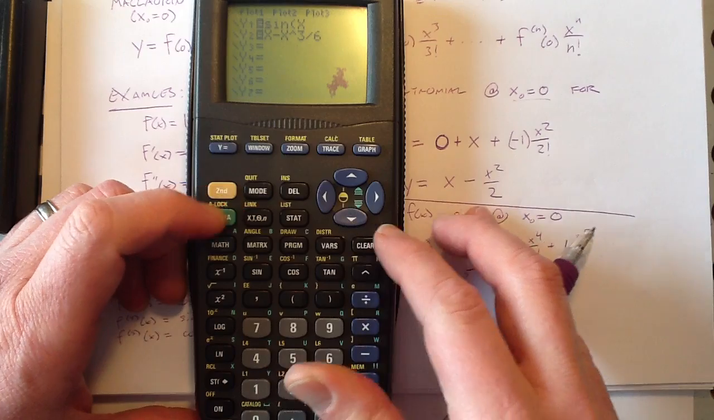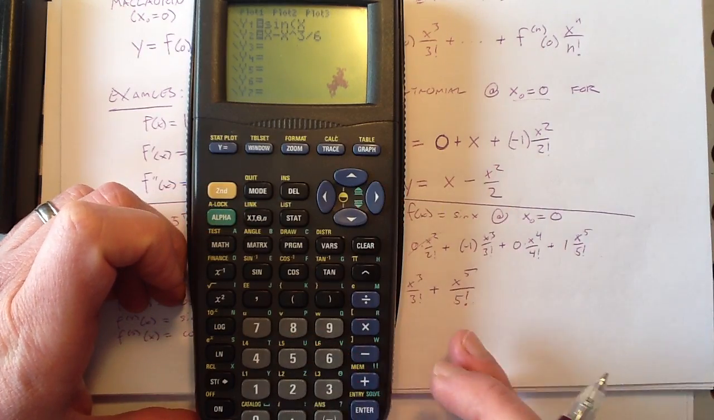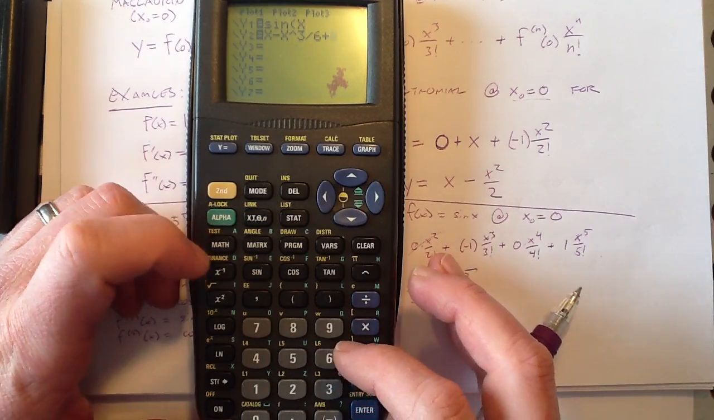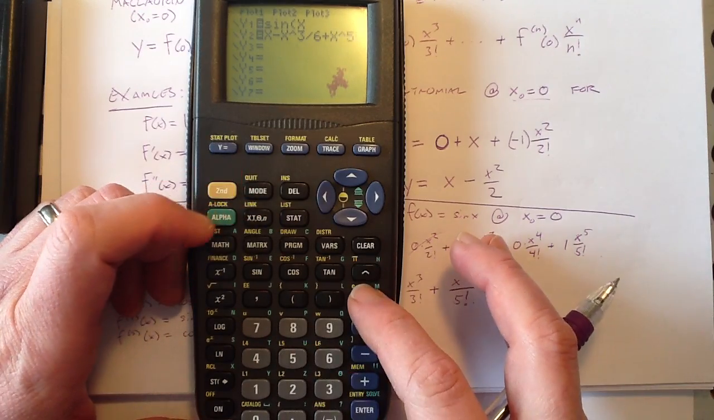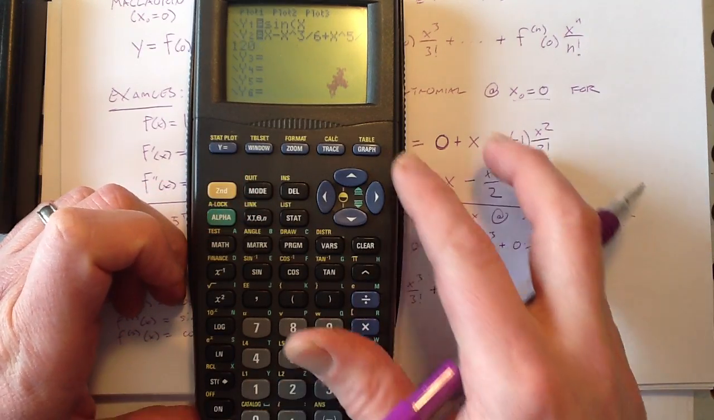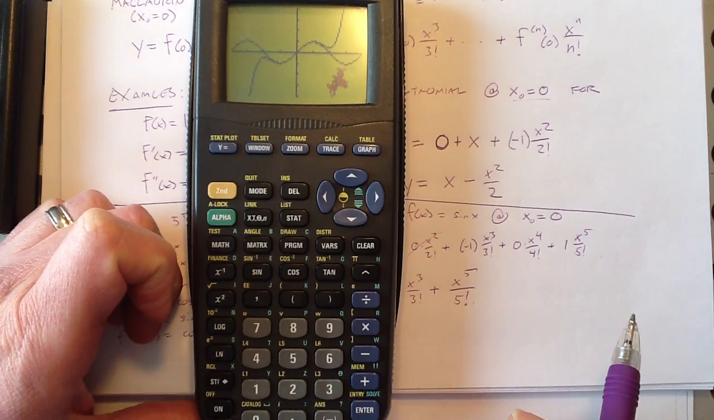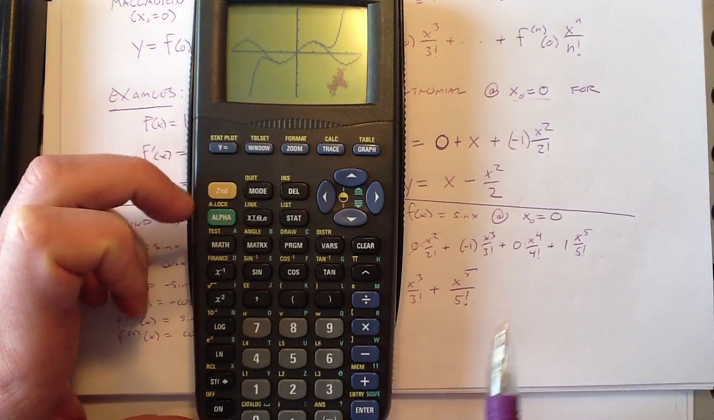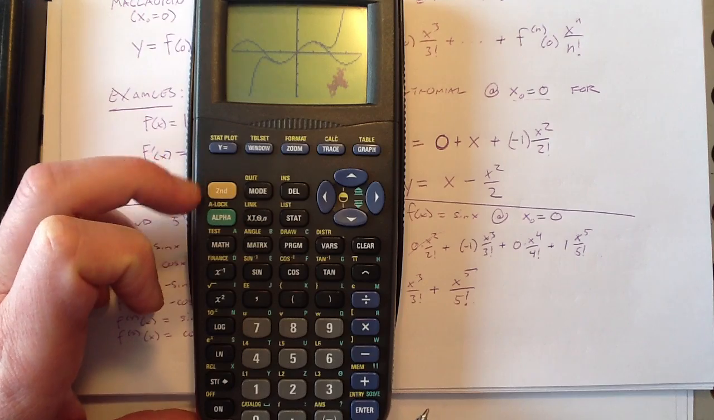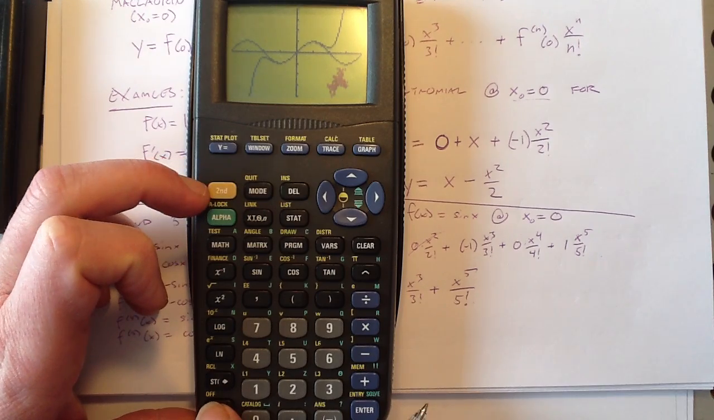Let's see how much better it gets when we put in plus x to the fifth over 5 factorial, which is 120. There's our original function. Come on, how cool is that? And if we were willing to do more terms, then we could get it to hug even more. And we'll talk more about that and issues related to convergence and so on in the next section.